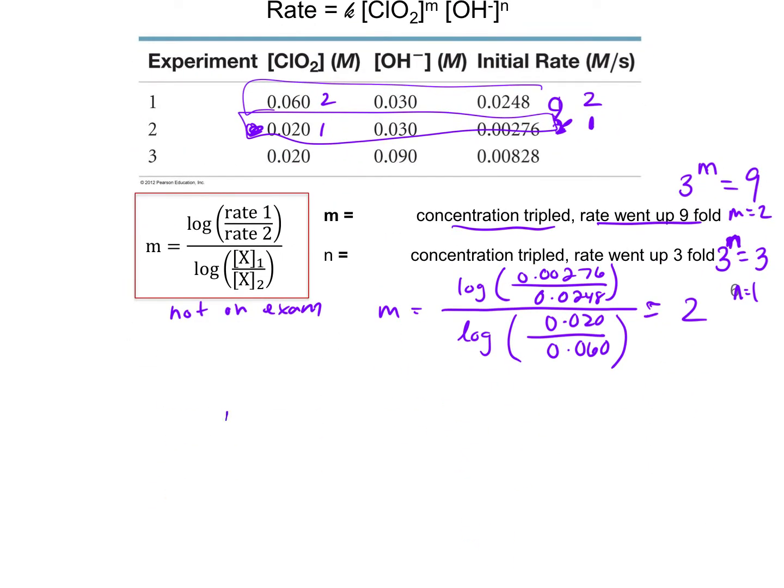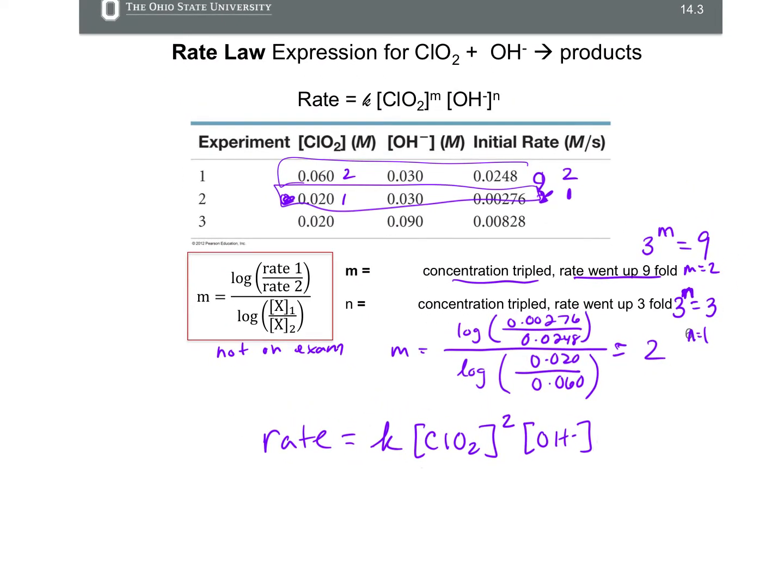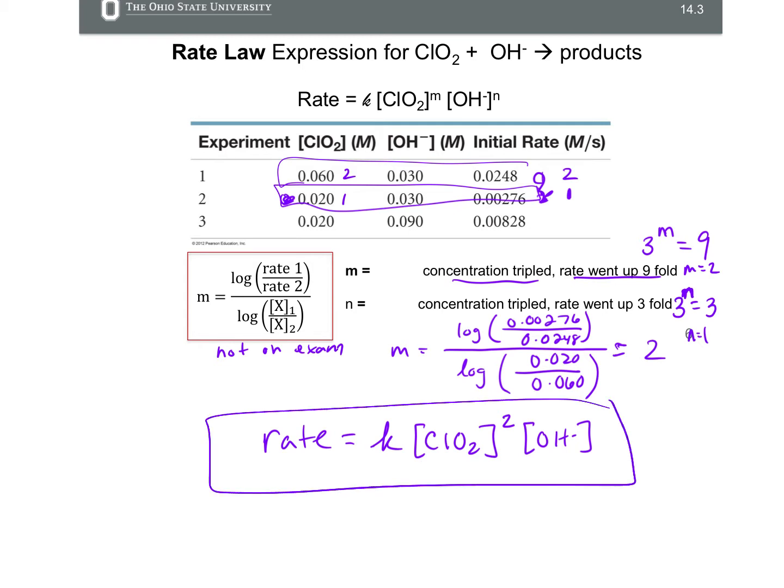Let's write this out here. We can write our rate law now for this particular reaction. Rate equals K times the concentration of ClO2 squared times the concentration of OH minus raised to the power of 1. Okay? So M was 2, N is 1. Okay, so that's our rate law.